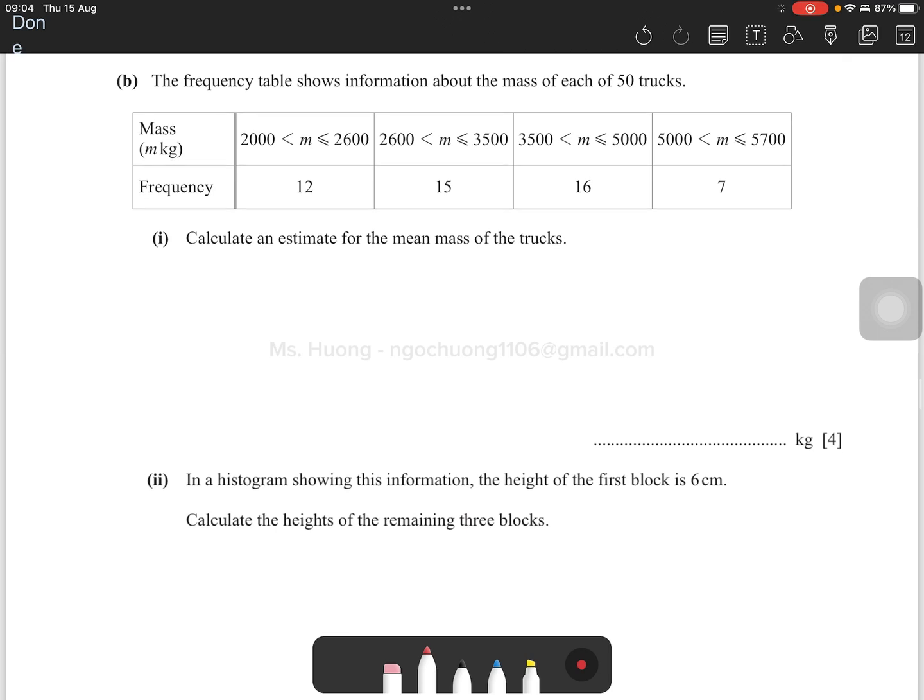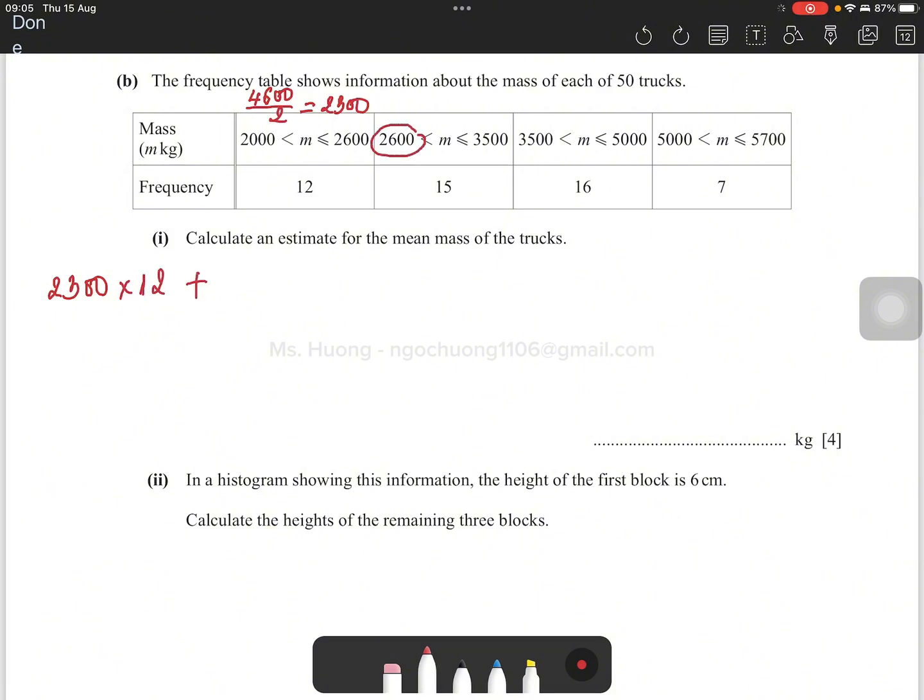B. The frequency table shows information about the mass of each of 50 trucks. 1. Calculate an estimate for the mean mass of the trucks. To find the mean mass, first we need to find the middle value of each interval. The middle value of 2,000 and 2,600 is 2,300. Or you can explain that 2,000 plus 2,600 is 4,600, and 4,600 divided by 2 equals 2,300. So we multiply the middle value 2,300 by the frequency 12.